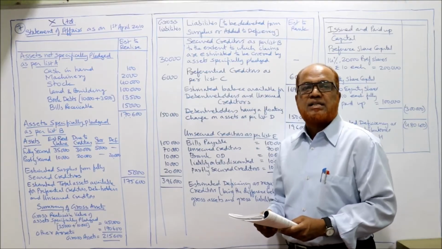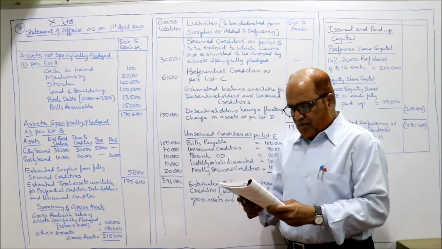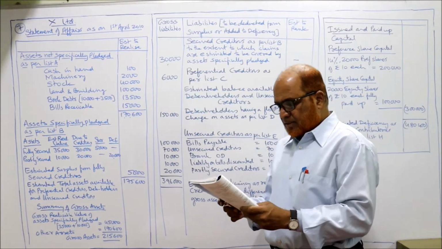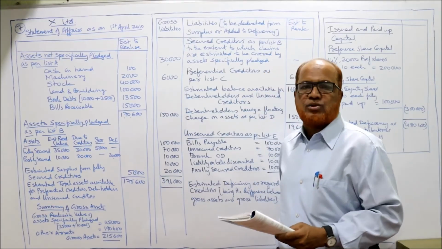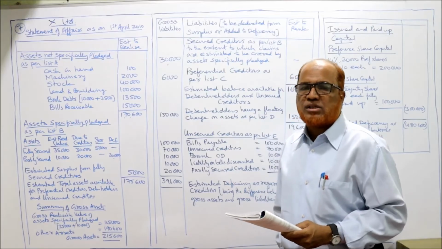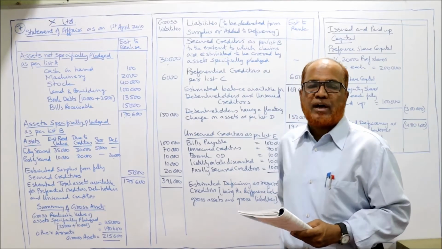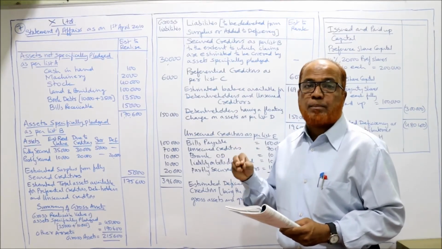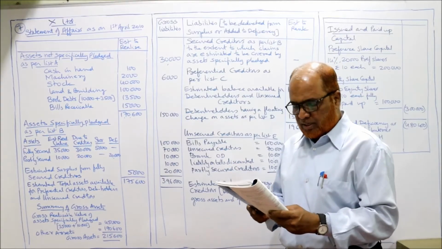This will come under list D. Then fully secured creditors 30,000, value of security 35,000. So 30,000 rupees is due to creditors and 35,000 is the value of the security given. So we are going to get 5,000 rupees surplus from the fully secured creditor.